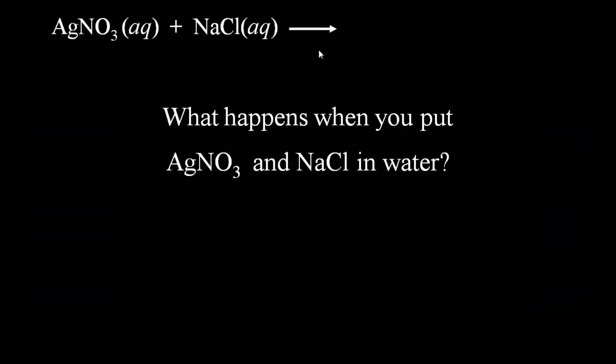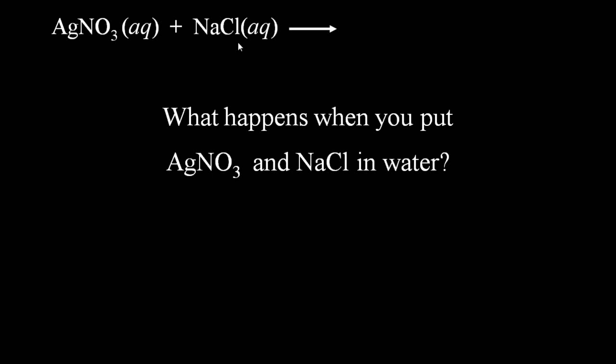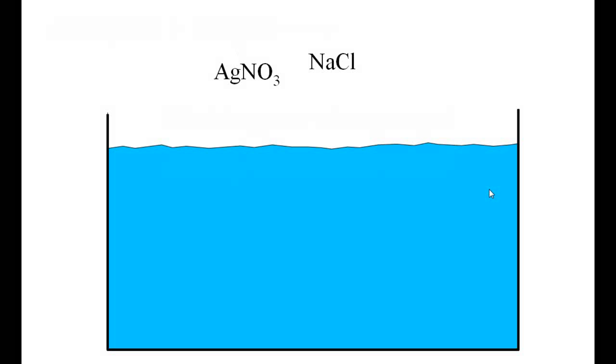So imagine I have two different test tubes. They both have aqueous solutions of different ionic compounds. Or I could just take solid silver nitrate and solid sodium chloride. I add them to the water, and when they go in, the silver and the nitrate separate into their ions, and so does the sodium and the chloride.